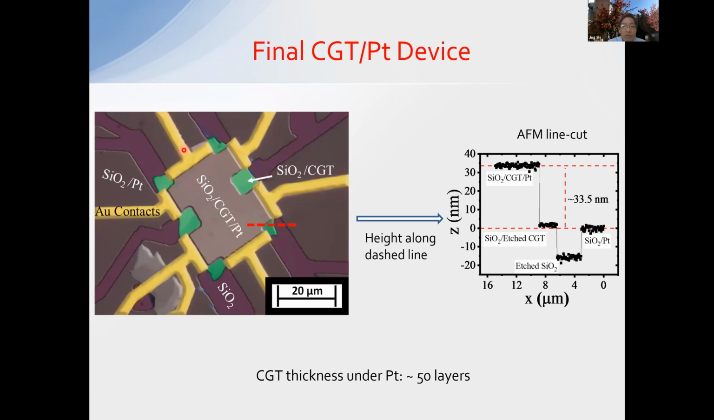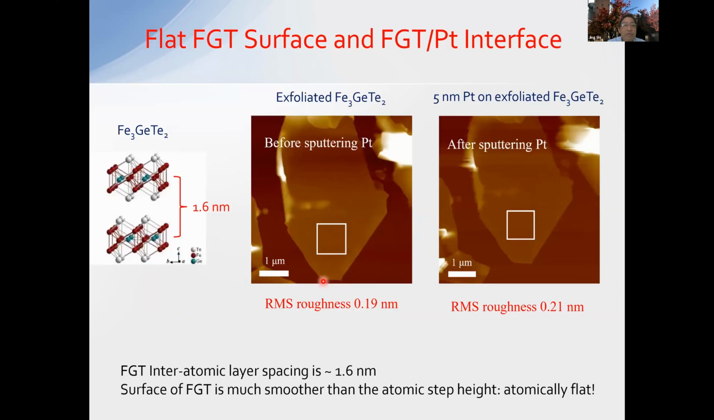So we have longitudinal leads and transverse leads for Hall measurements. We use almost exactly the same processes for FGT. As I mentioned, FGT is actually a little more resistant to oxidation in air. Here I show the interlayer, the inter-unit atomic layer distance, which is about 16 angstroms.